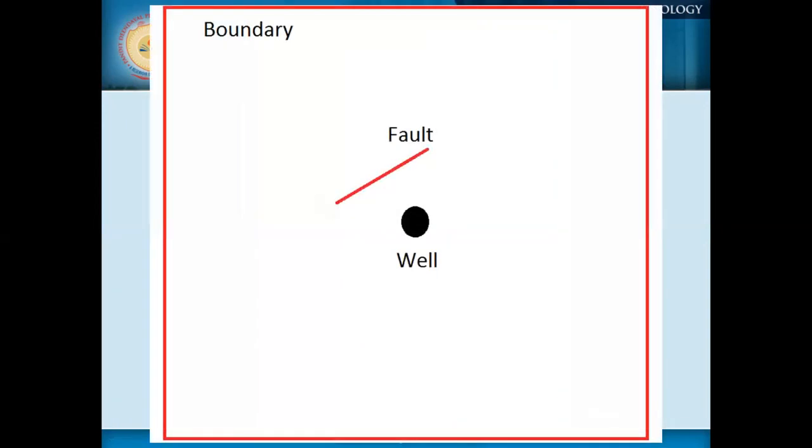Another part, now this is interesting. You see your boundary is away, but you have a fault here. Depending on the fault, initially you will be getting, what, spherical flow, or maybe, not spherical flow, it depends on it.